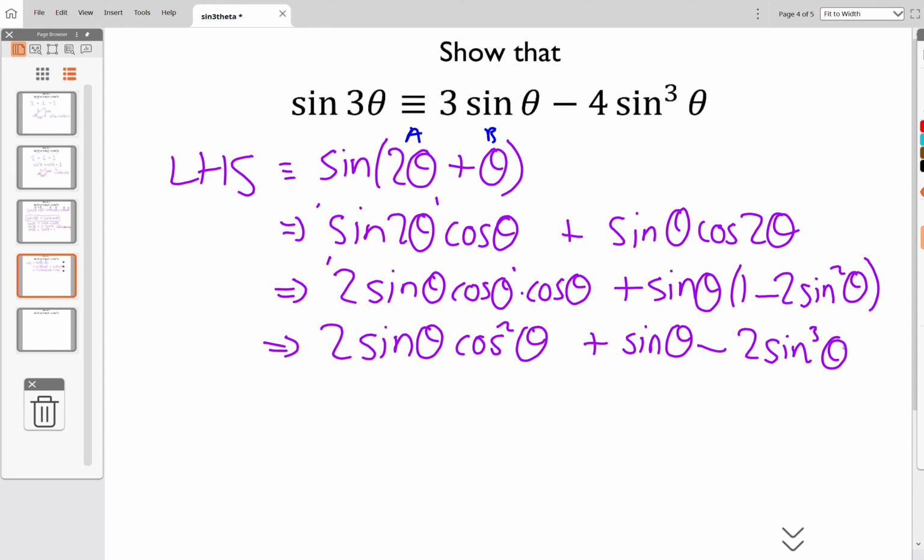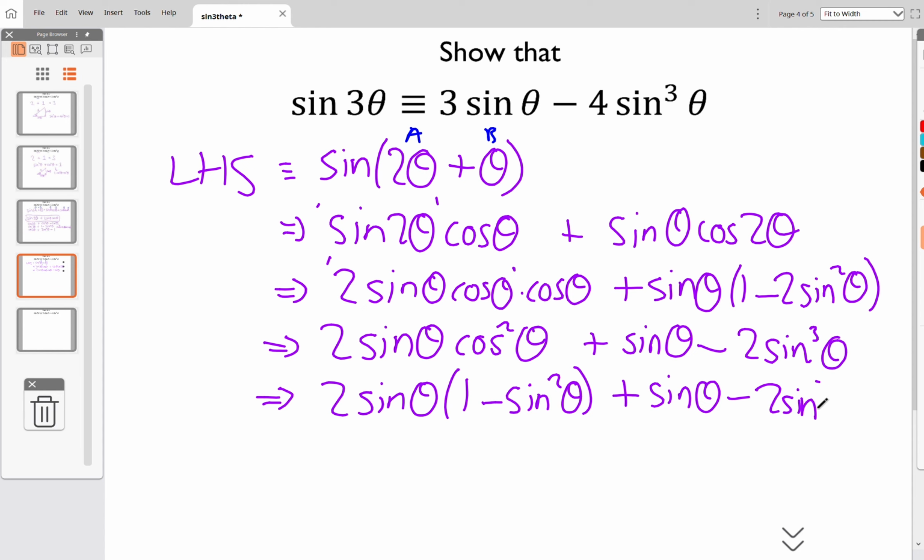Okay, so next we're getting closer. We've got 2 sine cubed theta here, which is looking similar to the sine cubed up above. We've just got this cos squared, which we need to eliminate. So what we can do is use that first identity we had: cos squared theta is 1 minus sine squared theta. So we've got 2 sine theta, 1 minus sine squared theta, plus sine theta minus 2 sine cubed theta.